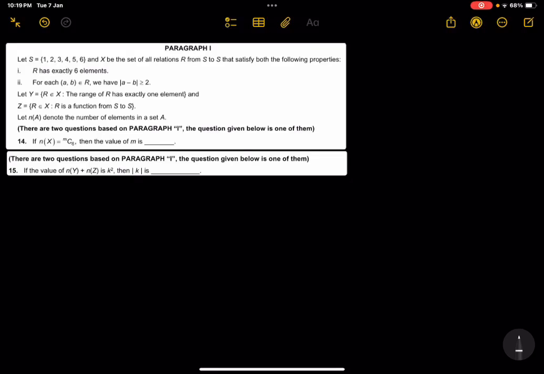This is the first paragraph from the paper. So there are two questions related to the paragraph. Points to remember. The first thing we have to remember is relation.